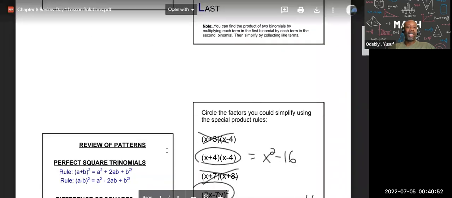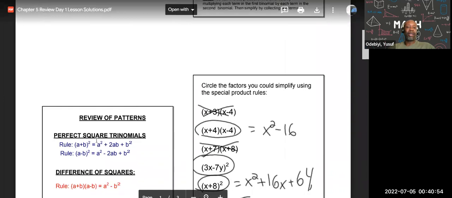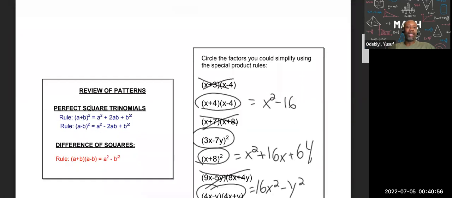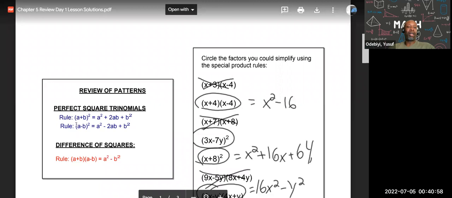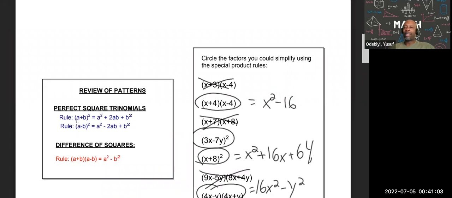Okay, so now on this side here is just a review of a perfect square. A perfect square is what we saw in the last video, when you're doing completing the square, going from a standard form quadratic to a vertex form quadratic, you have to complete the square.